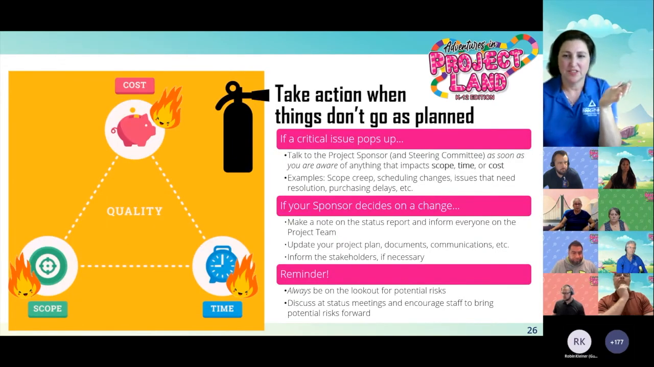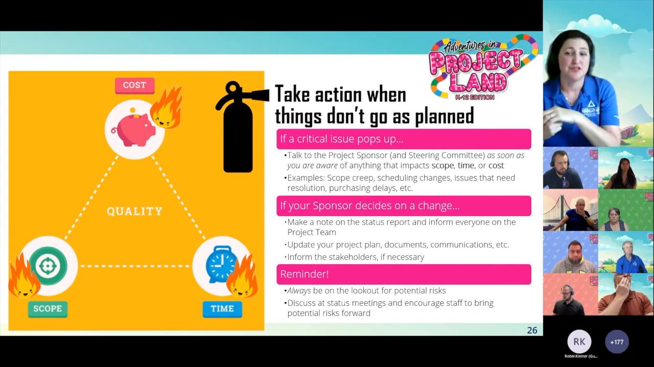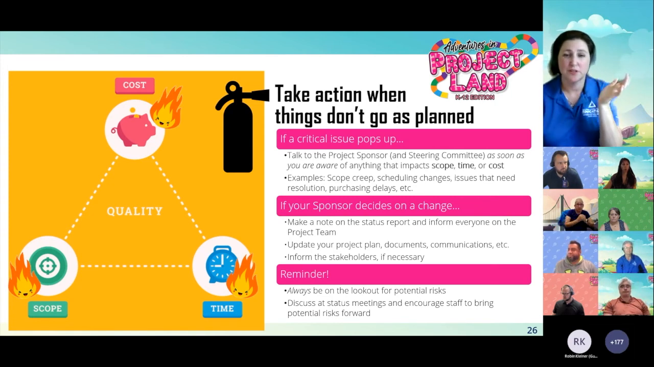All right, so what do we do about it? We know that these things are going to happen. We have to be prepared to take action when things don't always go as planned. So here we have our fire extinguisher of things that we're going to do to help put out those pesky fires. One, if a critical issue pops up, make sure you talk to your project sponsor as soon as you're aware of anything that impacts the scope, time, or cost.